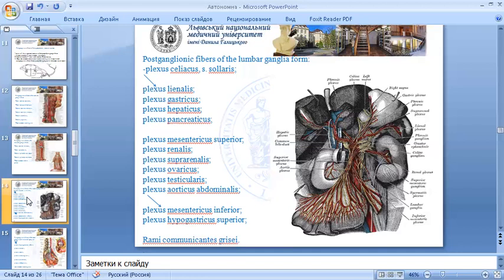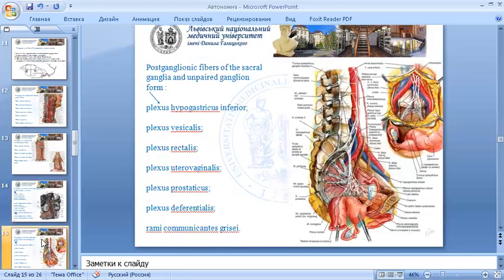Now, what about the postganglionic fibers of the sacral ganglia and unpaired ganglia? They form plexus hypogastricus inferior, one of the most important plexuses, whose branches supply all organs of our pelvis. So plexus hypogastricus inferior, its branches supply most of the organs of the pelvic cavity. So it is sometimes called plexus pelvinus.